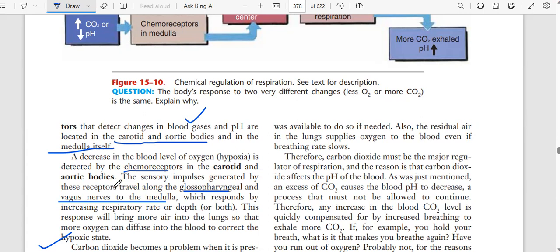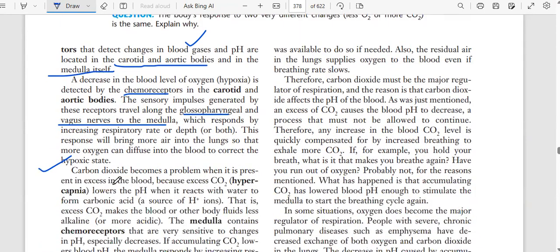Glossopharyngeal nerve and vagus nerve. It will go to the medulla, and the medulla will increase the respiratory rate. So what will happen? More oxygen will enter into the body, to correct the hypoxic state. So more oxygen will enter, so the oxygen amount is increased.